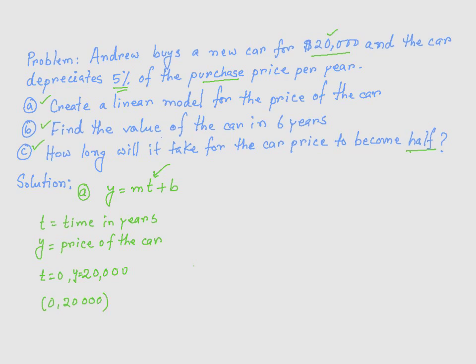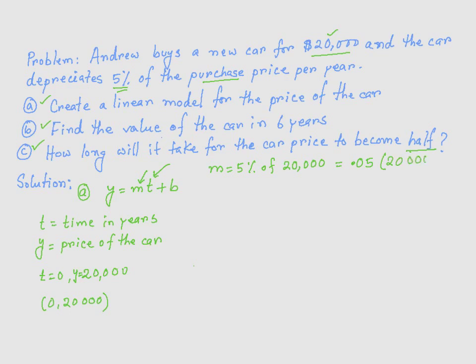Now as time progresses, what happens? The price of the car goes down. And how does it change? How does the price change? Which is given by the slope. m is equal to 5% of the purchase price, which is 20,000. 5% of 20,000, by the way, 5% is 0.05, not 0.5. 0.5 is 50%.